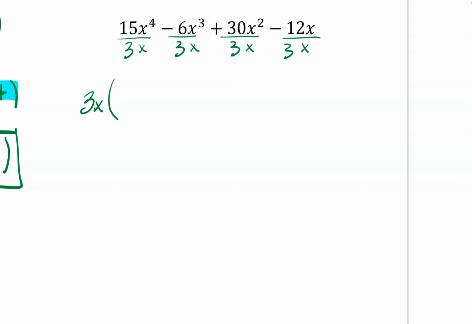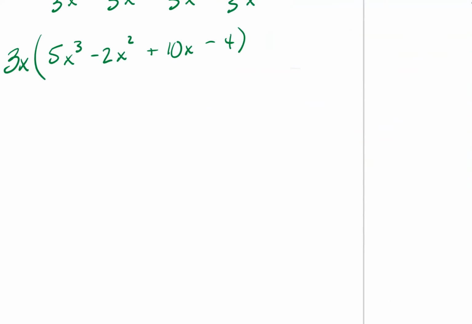We have now a 5x to the 3rd power, a negative 2x squared, a positive 10x, and then lastly a negative 4 left behind in our factor group. Now that's okay as an answer. If we were told just to find the GCF, we could stop there, but I have a feeling we can go just a little bit further.